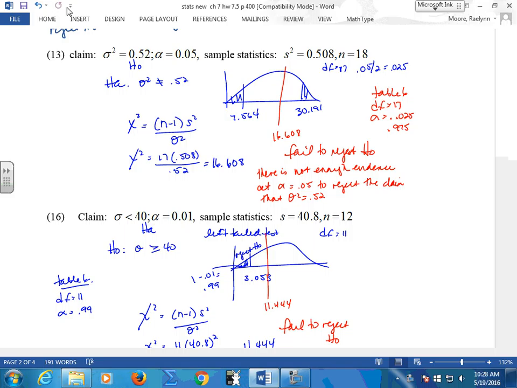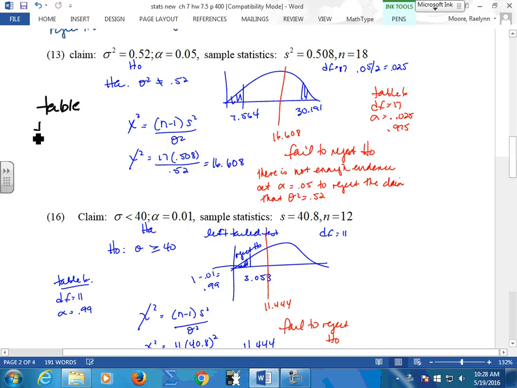So if you're going to share 0.05, remember to divide it in half. There's no inverse norm on this. There's table 6. Go to table 6. Make sure you look up table 6. Make sure you look up your degrees of freedom. And make sure you look up both of these, 0.025 and 0.975.